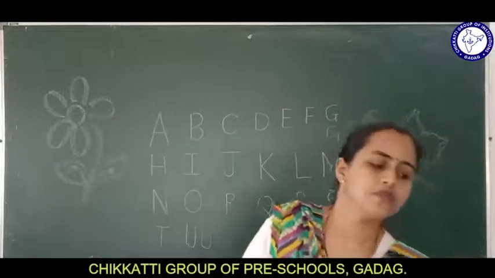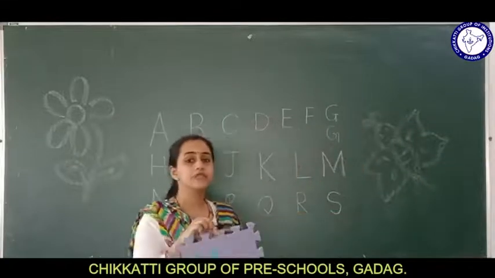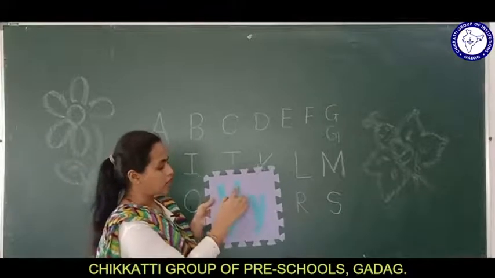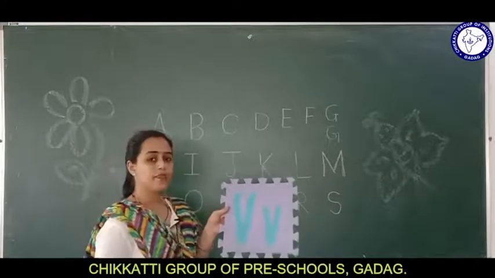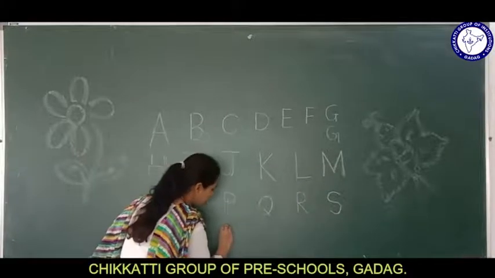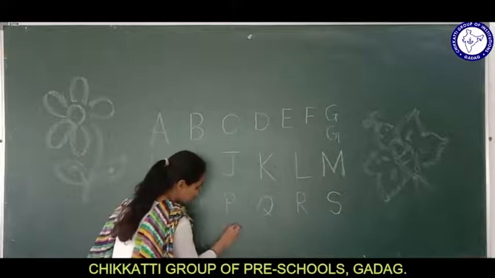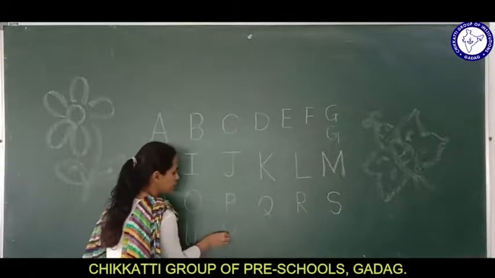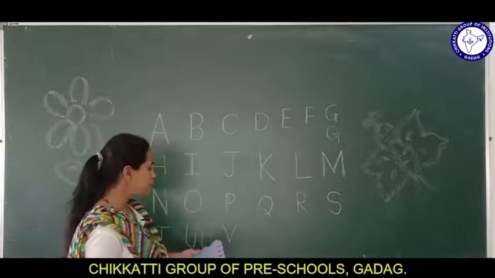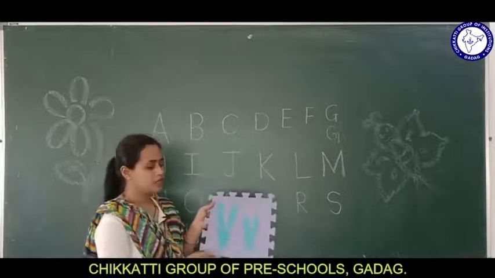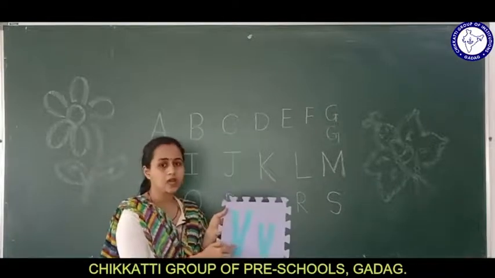Here we go for the next alphabet, which is V. V. How to write V? We have to join two slants. Here we go, and here one more. It will become V. What is the V sound? V.